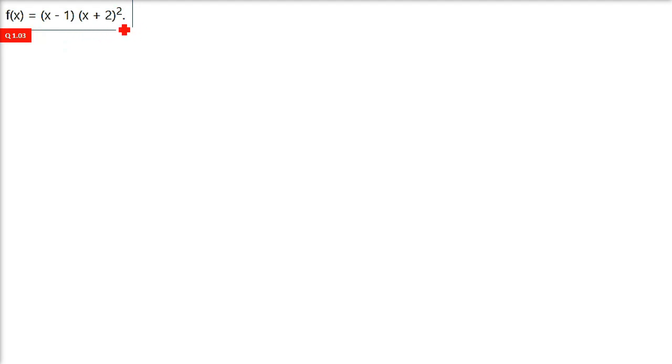Next one is f(x) = (x - 1)(x + 2)². Now don't get confused here, because what you'll think is, oh, we already have the factors, we don't have to worry about anything. No, first we have to differentiate it. What does that mean? We have to take the differentiation. So rather than doing it like that, you have to take the multiplication, that is, you have to expand this particular f(x).